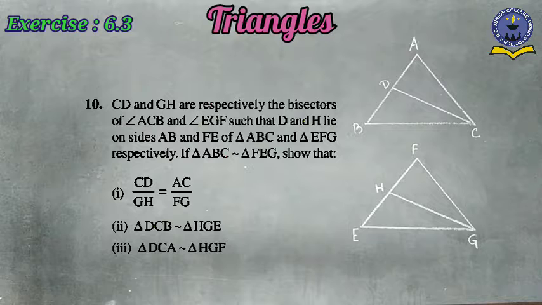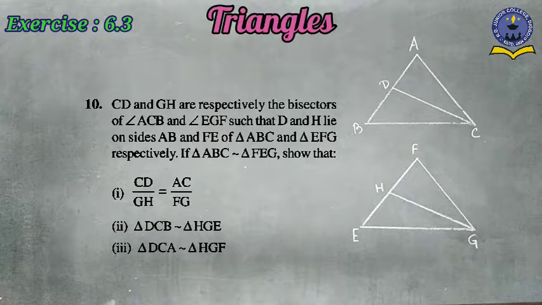So these two triangles are similar, as mentioned here. What we need to prove are three things: first, CD by GH equals AC by FG; second, GCB is similar to HGE; and third, GCA is similar to HGA. So for the first one, if you see CD by GH equal to AC by FG, that means the ratio is given.